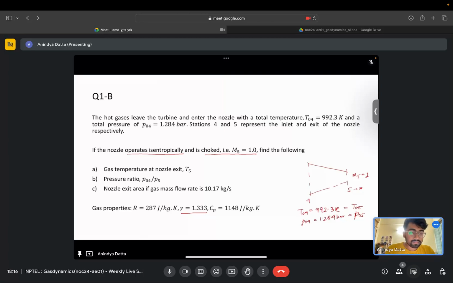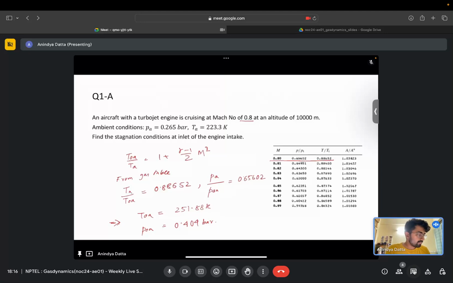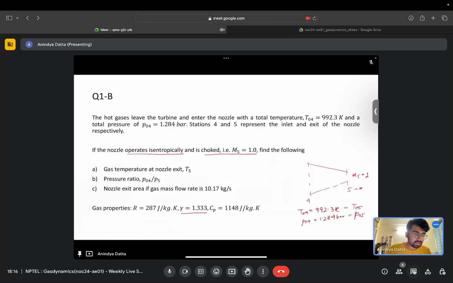In this case we can't directly use the gas table, because the gas table is given for a gamma of 1.4. This is valid for air, but for this case you can't use the gas table. So you have to be careful about when you are using the gas table and when you are not. Gas tables are generally given for gamma equals 1.4, so then you can directly use the values from them, but here you can't do that.